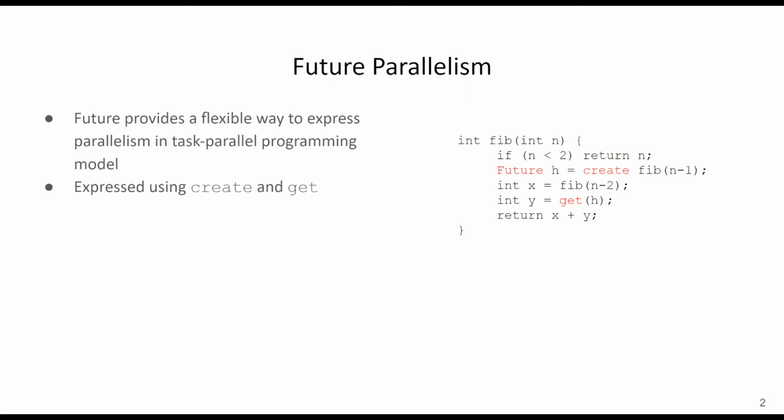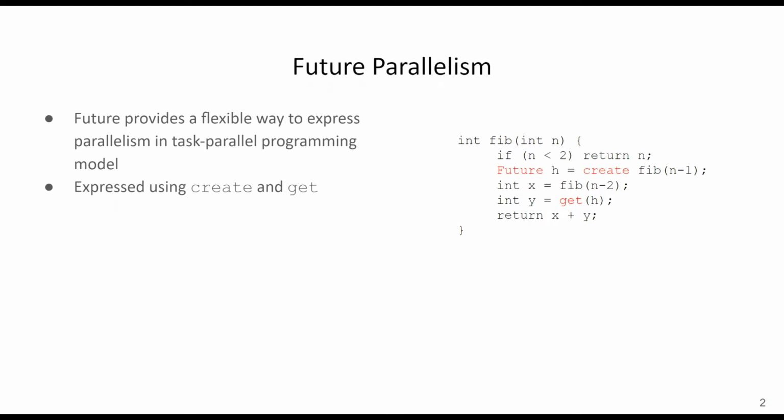So in task parallel code, programmers use provided language constructs to express the logical parallelism of the programs. In particular, the use of futures provides a flexible way to express parallelism. Future parallelism can be expressed using create and get.